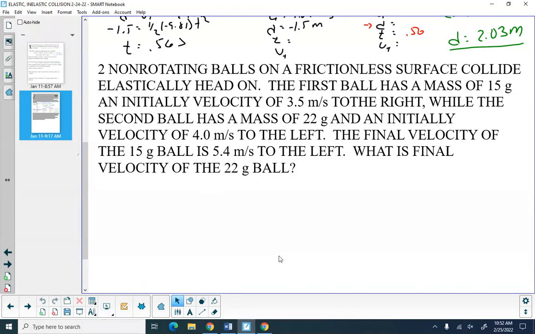All right, we'll go through the problem I asked you to work on a little bit. You have two non-rotating balls on a frictionless surface that collide elastically head on.